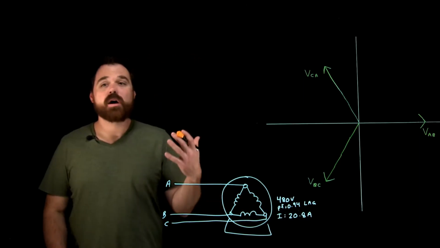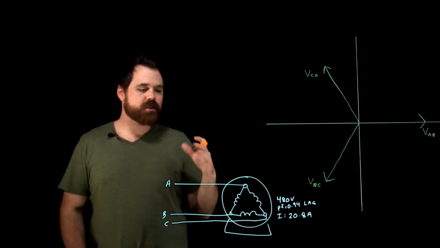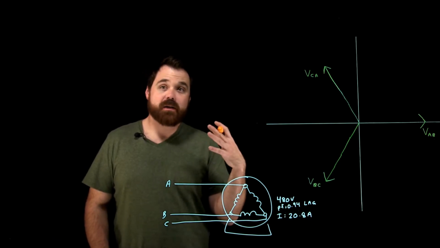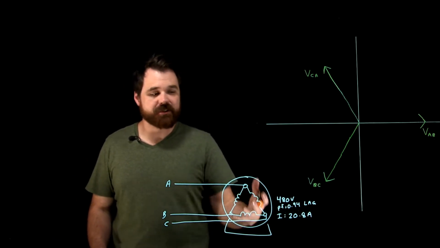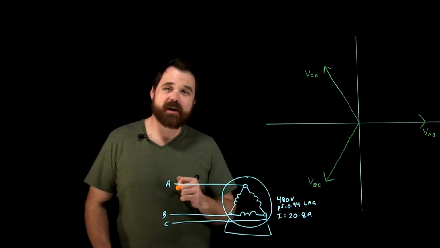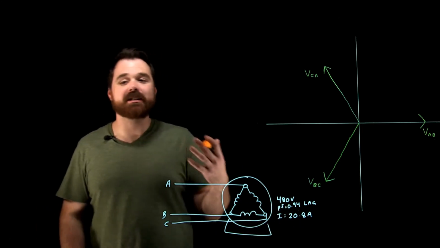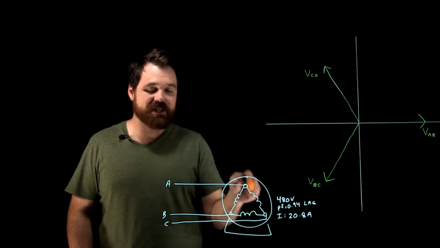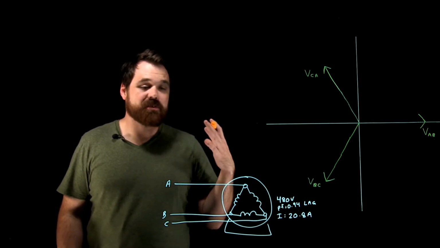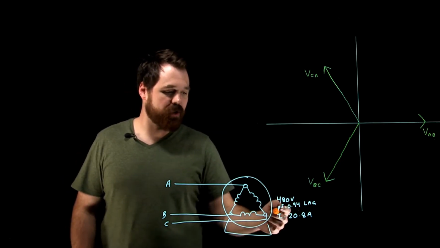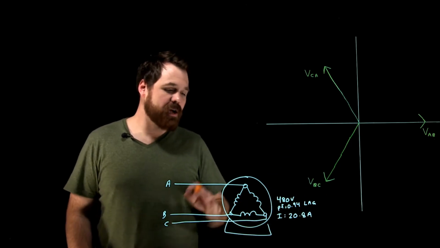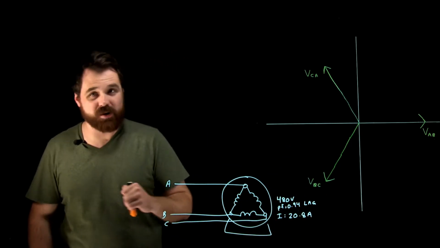Hi, welcome to this video where we're discussing a balanced three-phase delta load with a lagging power factor. Now I'm using a motor here because we know that's a balanced load, meaning each phase is going to have the same impedance and the same power factor. So in this case we're doing a 0.94 lag and our motor has a current rating of 20.8.